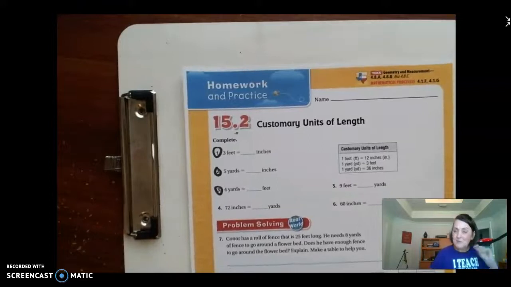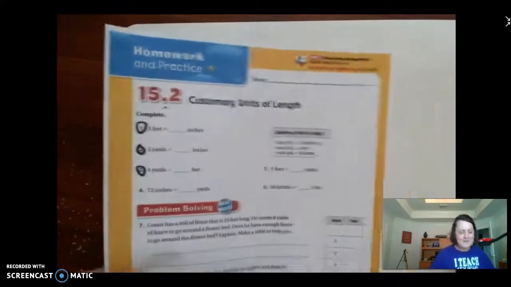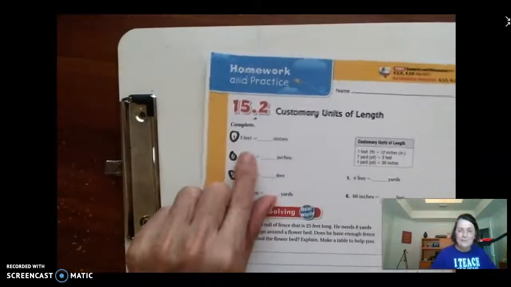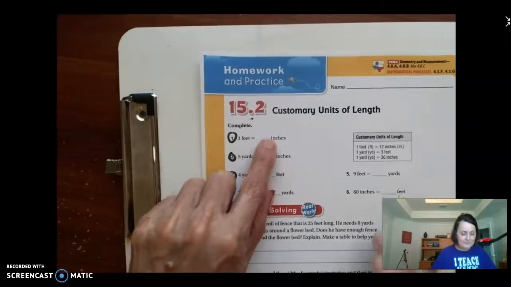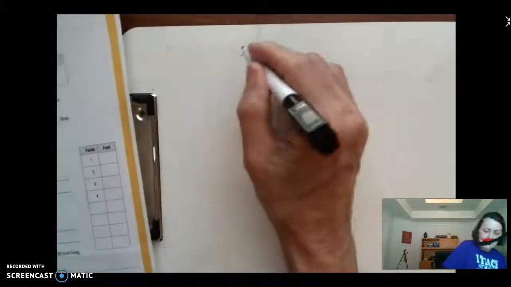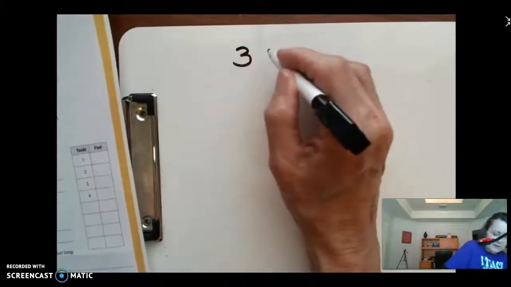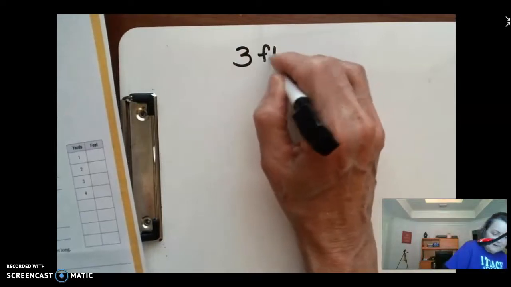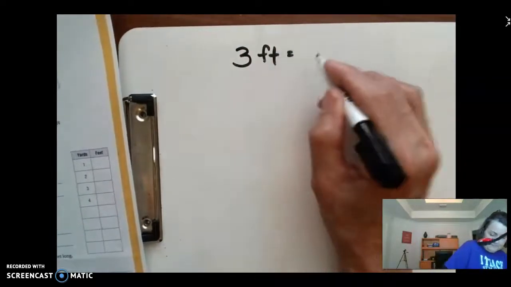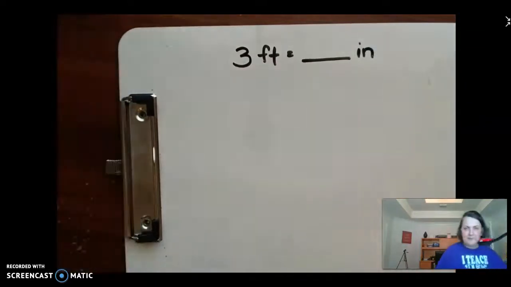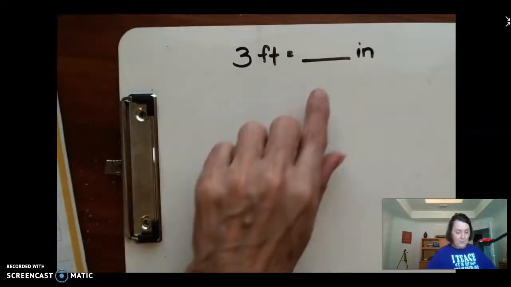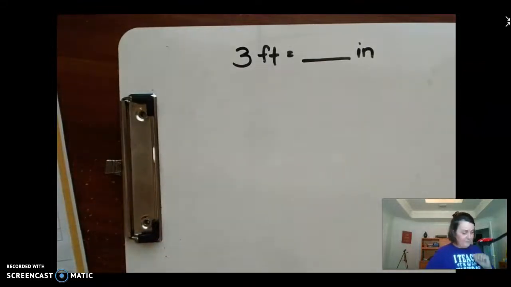Okay, I'm going to move that over there, and let's look at number 1. So I will do the first one, and then I'm going to have you join in with me on the second one. So the first thing I'm going to do is read. It says 3 feet is equal to inches. I'm going to go ahead and record that on my dry erase board, and I'm going to abbreviate and write it just like it is except for my abbreviations. So I need to find out how many inches are equivalent to 3 feet.